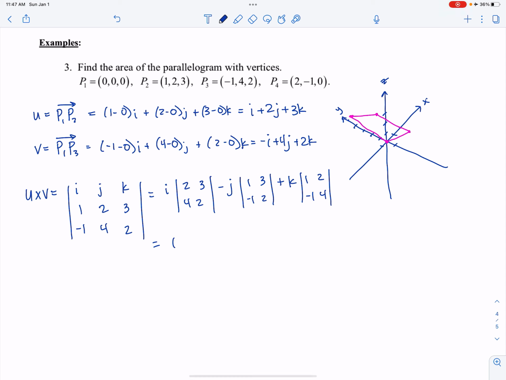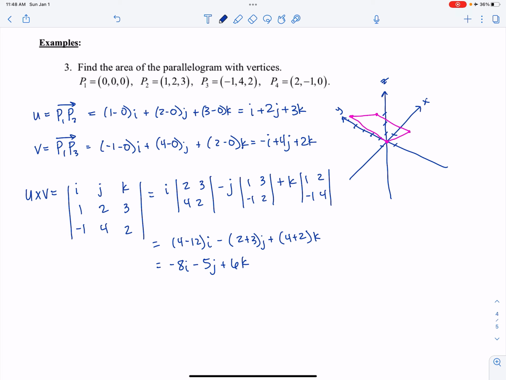This should give us 4 minus 12i, minus 2 plus 3j, plus 4 plus 2k. That's -8i minus 5j plus 6k.